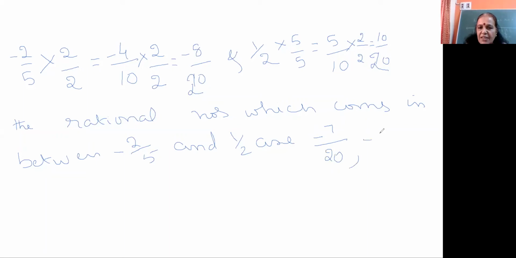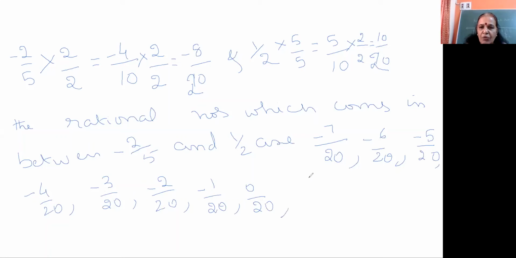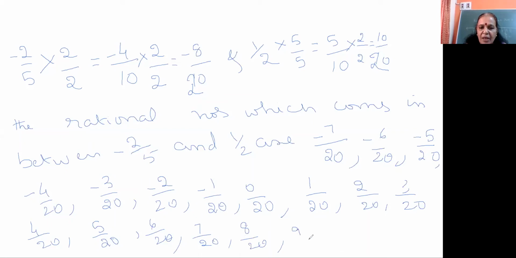that is greater than minus 8 by 20 and less than 10 by 20, are minus 7/20, minus 6/20, minus 5/20, and then minus 4/20, minus 3/20, and minus 2/20, and minus 1/20, and 0/20, and 1/20, and 2/20, 3/20, and then 4/20, 5/20, and 6/20, 7/20, 8/20, and 9/20.